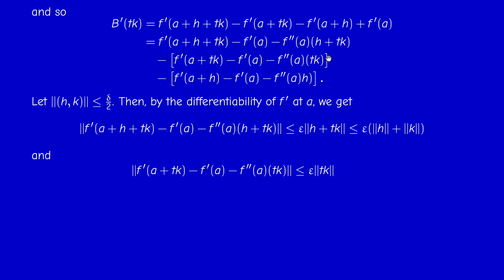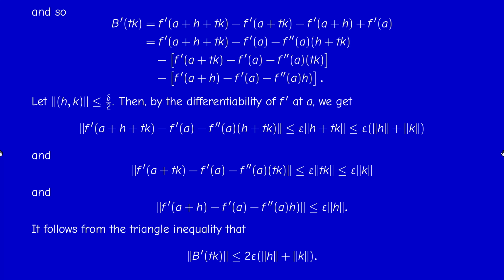And similarly, for the second term, because also the norm of tk is less than delta, I can write the same condition, and this is less than epsilon norm of k because t is less than 1. And similarly for the last term. Now, by the triangle inequality, I just have to add these three, so I get 2 epsilon norm of h plus 2 epsilon norm of k, and I get this.